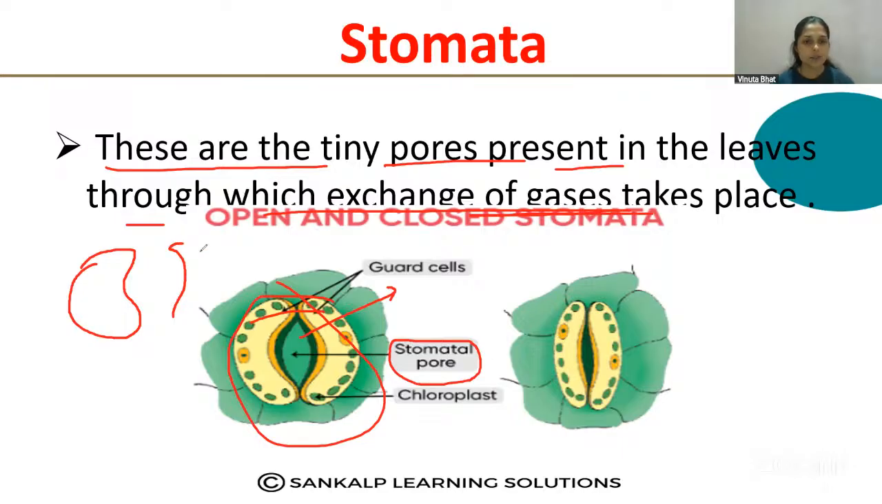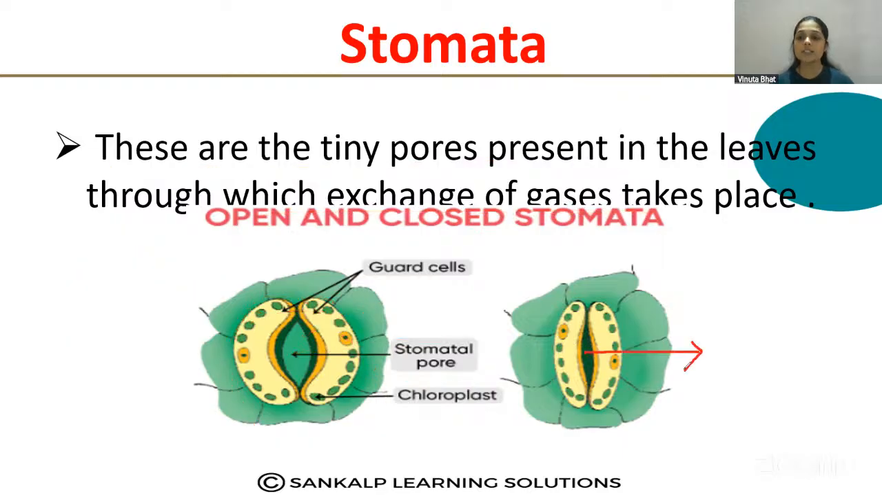Guard cells that you can observe like this, and inside that you can also observe chlorophyll, and very important is the stomatal pore you can observe. But closed stomata means, see here, the stomatal pore is closed, so there is no exchange of the gases and no transpiration process takes place. Okay, so that is about the stomata.